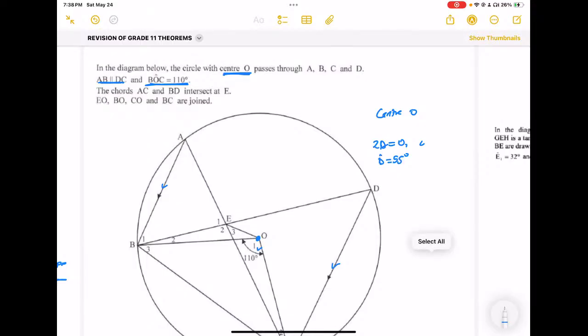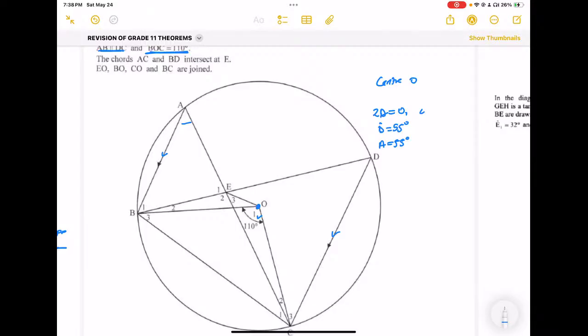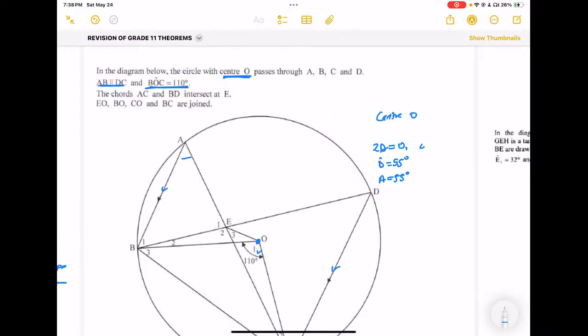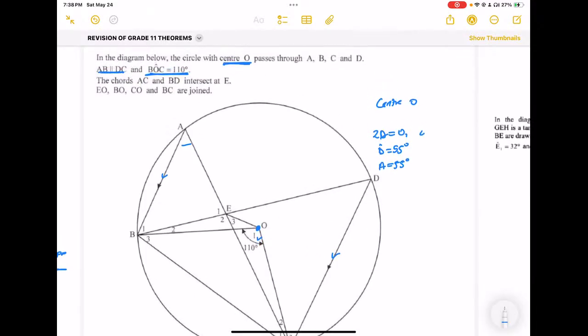And then after that, we know that it's also subtending A, so A will also be 55 degrees because it's subtended from the same place where our center is subtended from, right? And then what else? Because of the center, that's all we can talk about. And then we've got chords AC and BC intersecting at E. Okay, we've talked about that one.